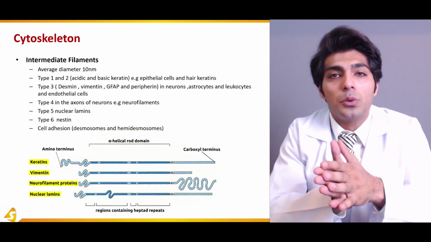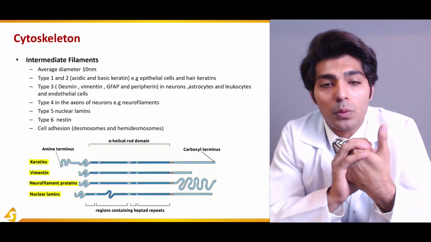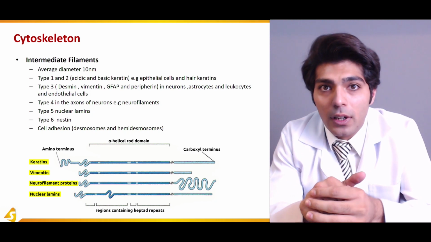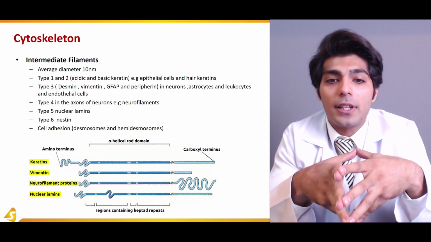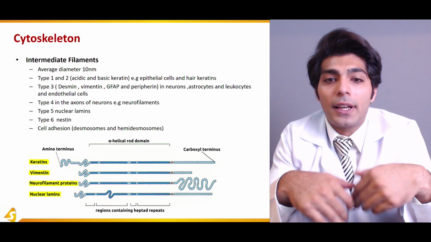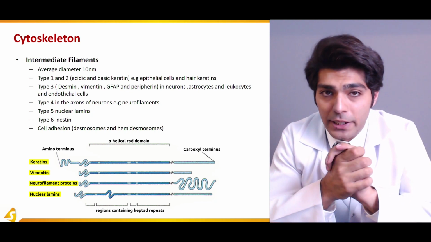There are two or three types of desmosomes, and hemidesmosomes. There are junctions, junctional points, or the junctional epithelium, that provide cell adhesion between different cells. The diameter of the intermediate filament is 10 nanometers. There are 6 types of intermediate filaments.